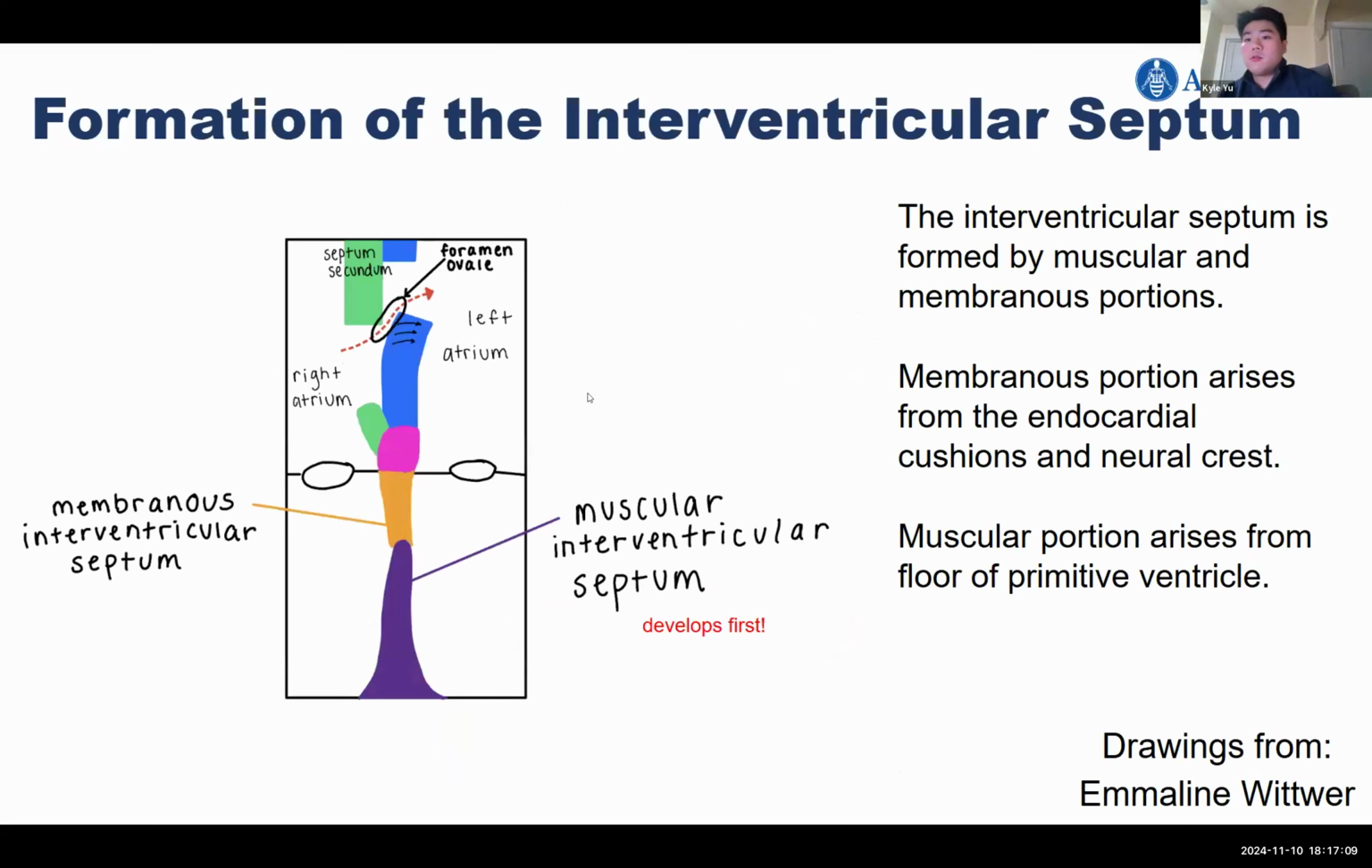All right, next we're going to go over the interventricular septum, which is a lot easier than the atrial septation. The interventricular septum has two components, a membranous and a muscular septum. The membranous portion arises from the endocardial cushion. So remember this pink region represents the endocardial cushion, as well as some formation of the neural crest as the spiralization of the outflow tracts. It all merges together to form the membranous portion. And then secondly, we have the muscular portion, which arises from the floor of the primitive ventricle and grows upwards.